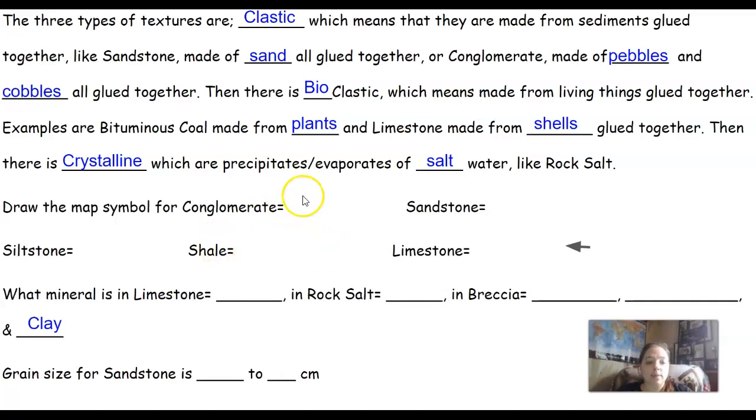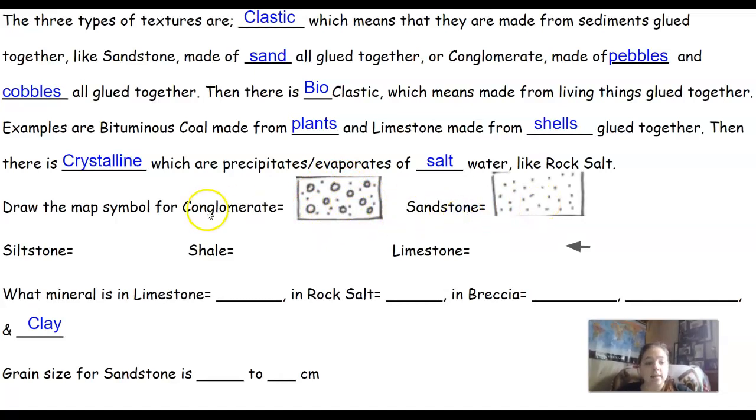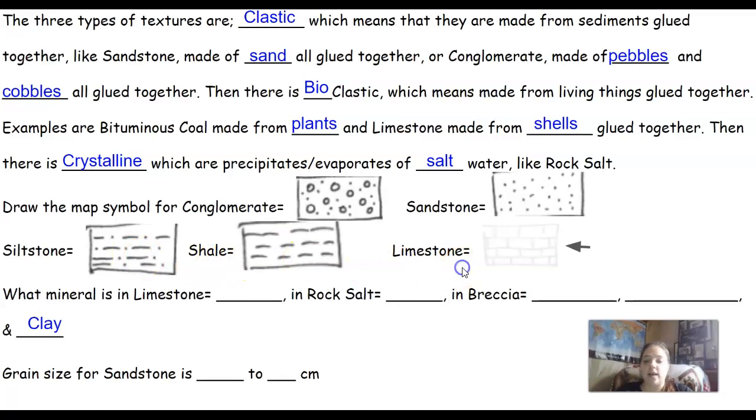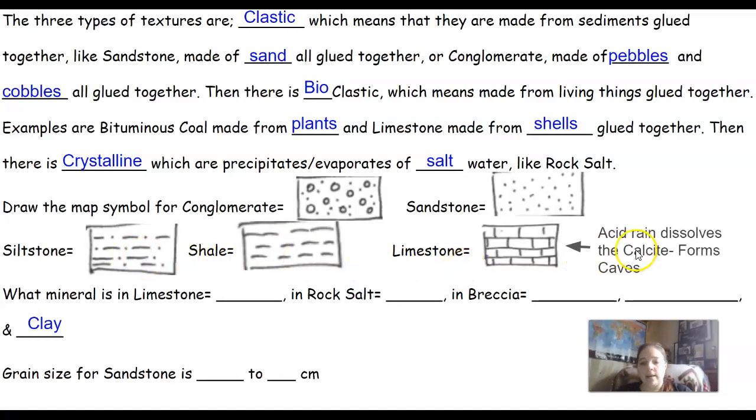So looking at the map symbol for conglomerate, like I said, it's a box with dots and circles. Sandstone is a box with dots. Siltstone, a box with dots and dashes. Shale is just dashes. Limestone, my favorite, so easy, looks like bricks. And you must remember that acid rain dissolves the calcite that is in the shells, and it forms caves.